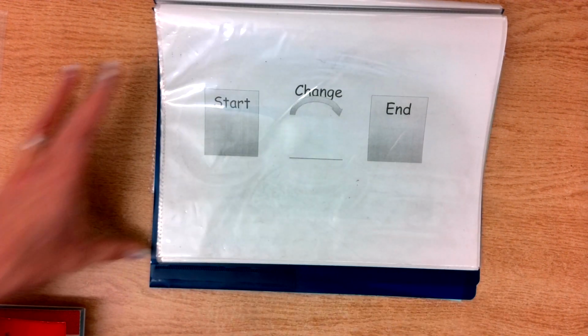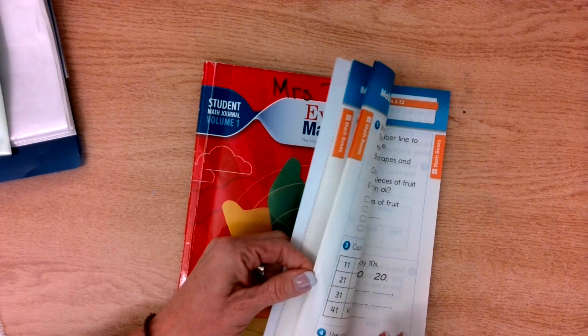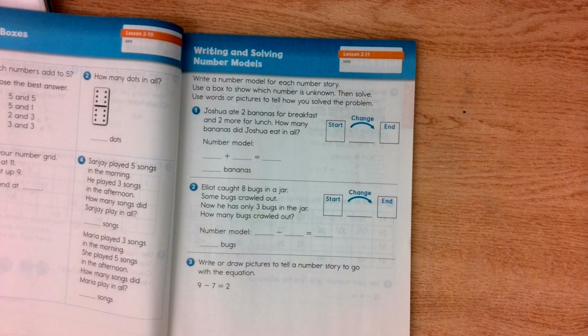This is why Mrs. Brooks loves math, because it's so cool. All right, now let's turn to page 15 and 16 in our math journal. All right, 15 and 16. 15 first. All right, so write and solve number models.